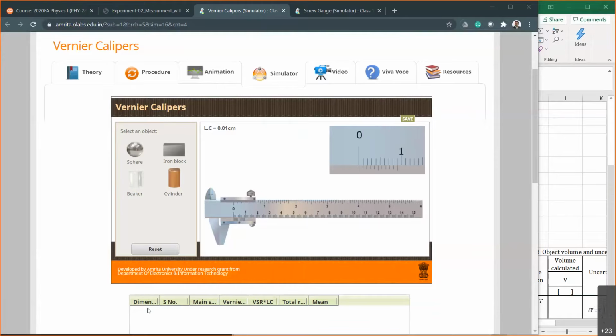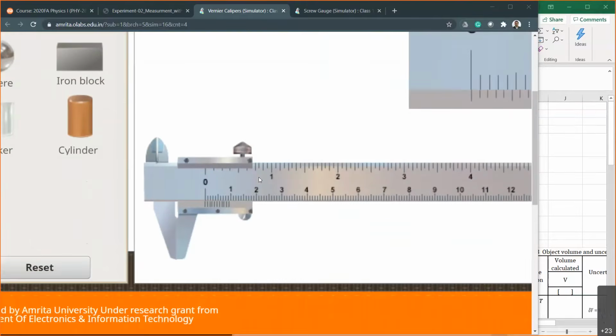Okay, seems there's no problem, it seems to be working fine. Now let's take a look at how to use this gadget. That's what is really important. If you take a look at this gadget, there are a couple of things.